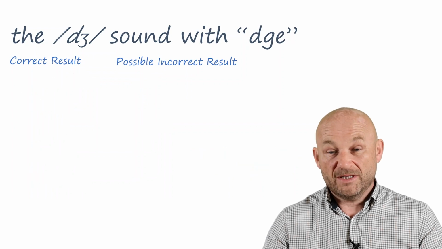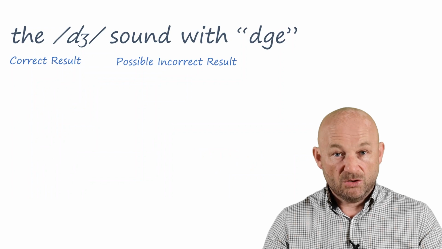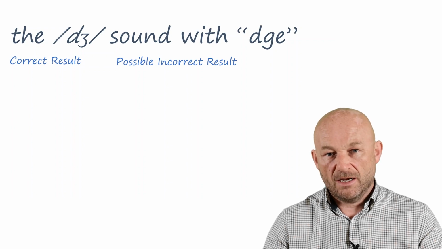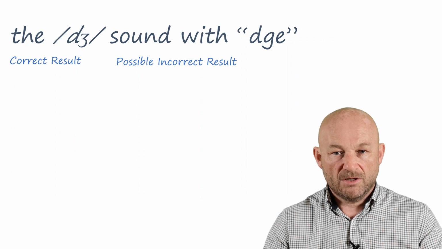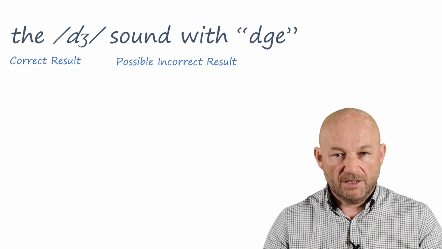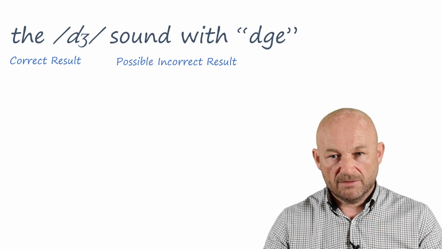Finally, we have the words with DGE. Try these words in your speech-to-text recognition now. Badge, badge. Ridge, ridge. Hedge, hedge. Lodge, lodge. Knowledge, knowledge. Let's have a look at them.